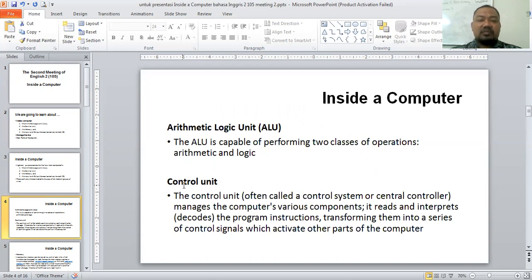And about control unit, the control unit often called a control system or central control, manages the computer's various components. It reads and interprets or decodes the program instruction, transforming them into a series of control signals which activate other part of the computer.